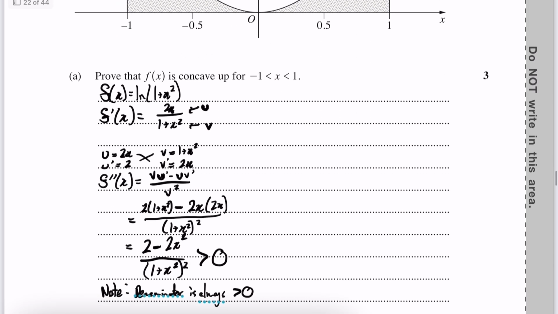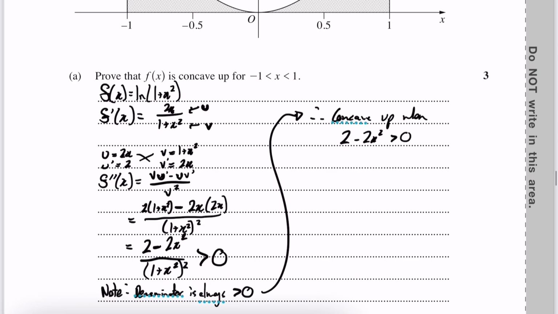Okay, so therefore, concave up when 2 minus 2x squared is greater than 0. If we factor out the 2, we get 2 outside of 1 minus x squared is greater than 0. And this is a difference of 2 squares.